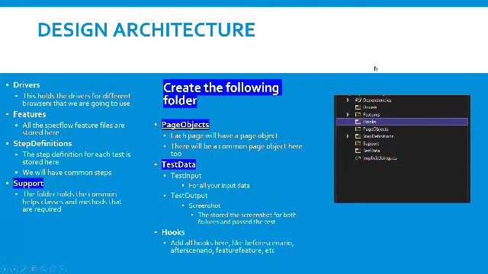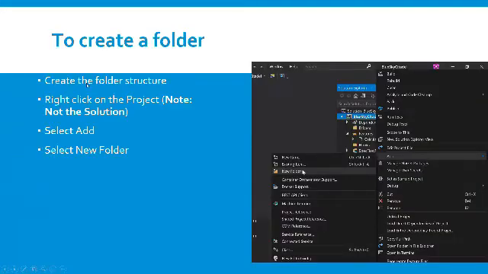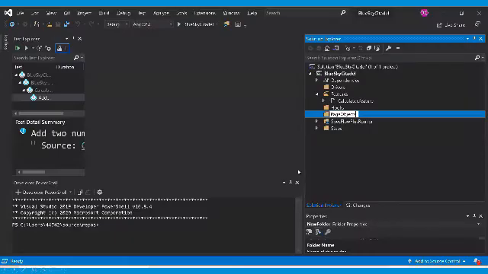But I will let you know how you can create folders for those that don't know how. If you want to create any folder, what you need to do is right-click on your project. Don't right-click on the one that says solution. Right-click on the one without the solution, that's your project. Then click on add, click on new folder. Once you do that, it's going to open something like this for you. Then you can create your folder.